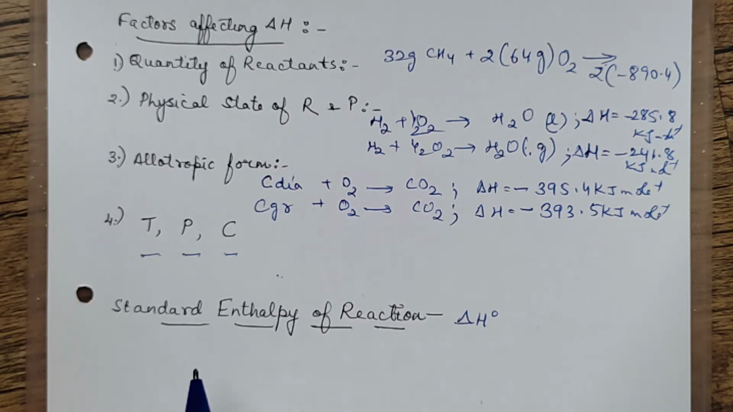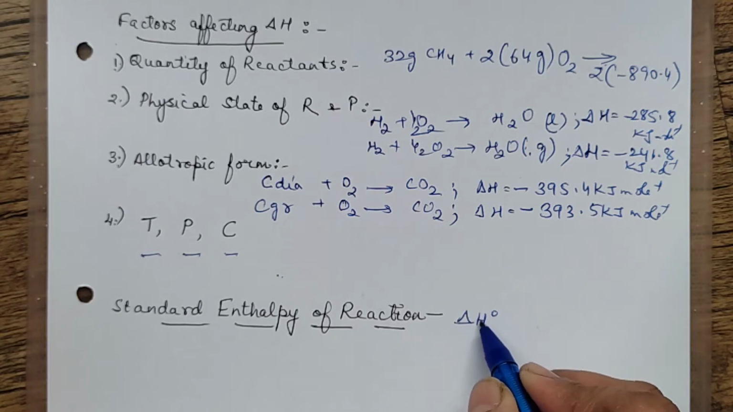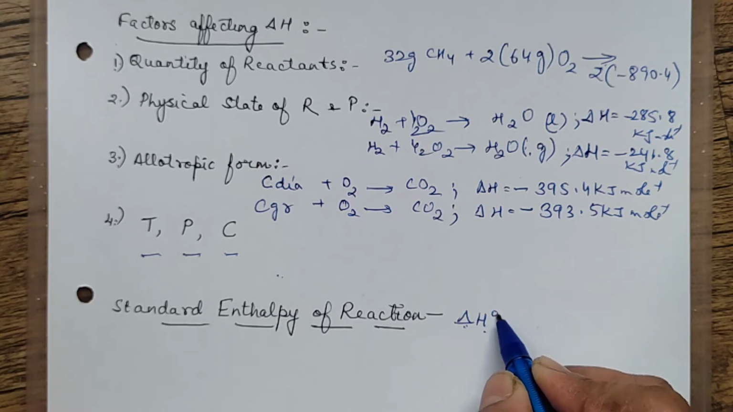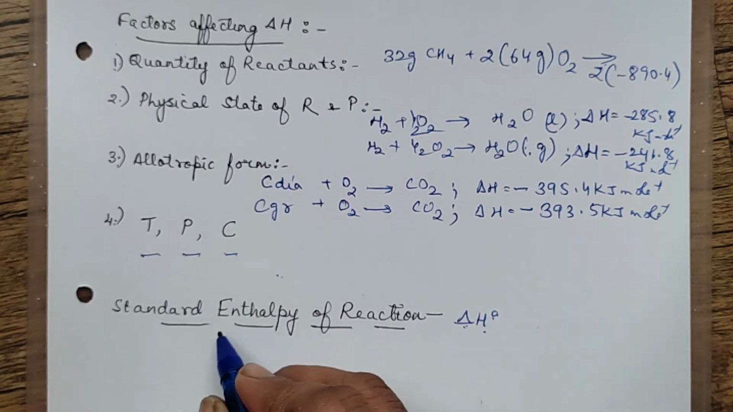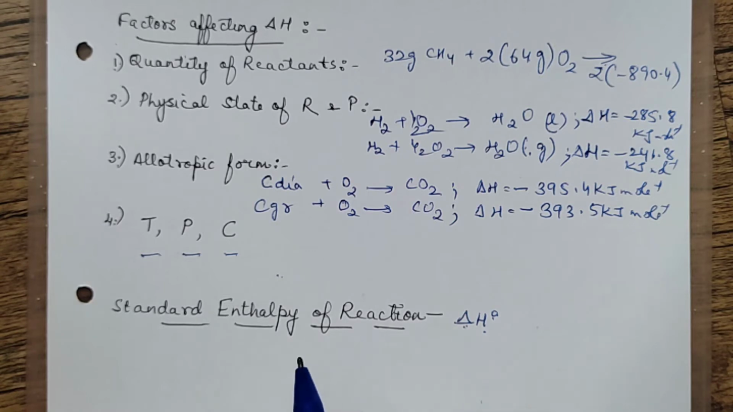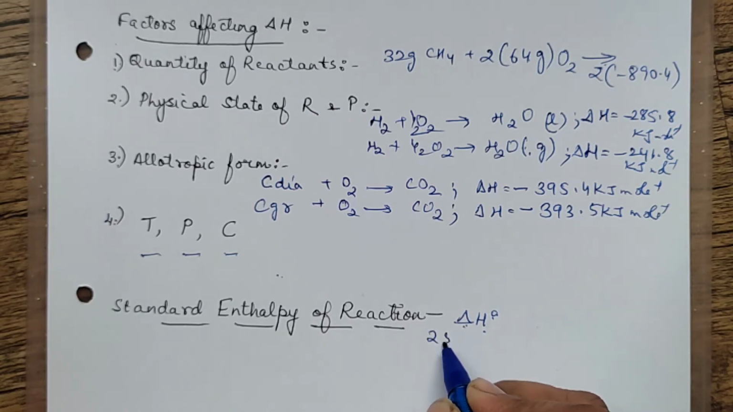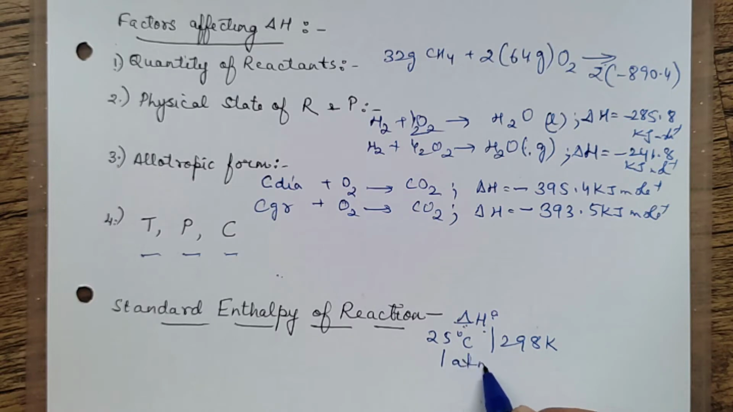Right. Now moving on to another topic, that is the standard enthalpy of reaction. How do you represent standard enthalpy of reaction? Delta H naught. Delta stands for change, H stands for enthalpy, naught stands for standard. Standard means the enthalpy of the reaction which is measured under standard conditions. Standard conditions means 25 degrees Celsius or 298 Kelvin. In terms of the pressure, we say 1 atmosphere or 1 bar pressure. I hope this point is clear.